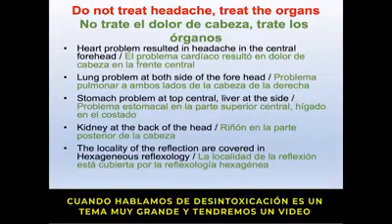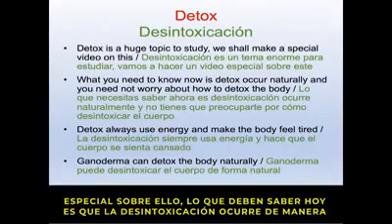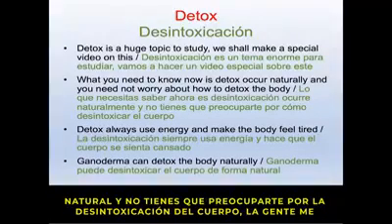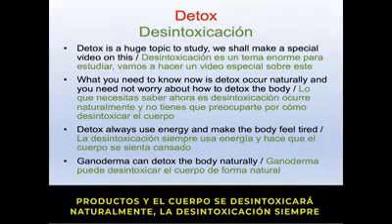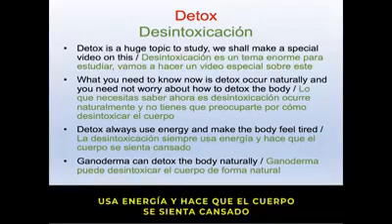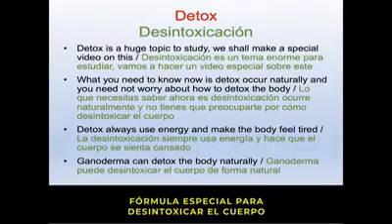When it comes to detox, it is a huge topic. We should do a special video on that. What you need to know today is that detox occurs naturally. You need not worry about how to detox the body. Certain people ask me to give them the formula to detox. No need, you just take the products and you detox naturally. Now, detox always uses up energy and makes the body feel tired. And Ganotherapy can detox the body naturally. You do not need a special formula to detox the body.